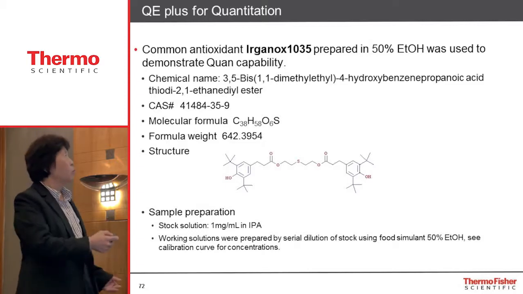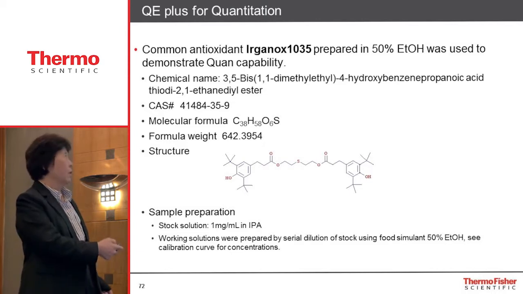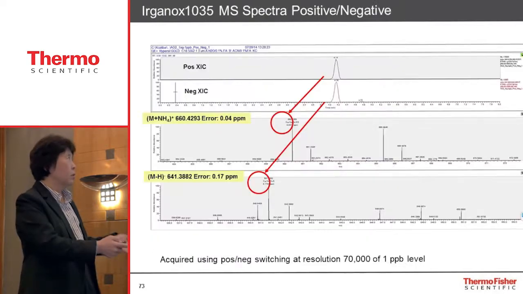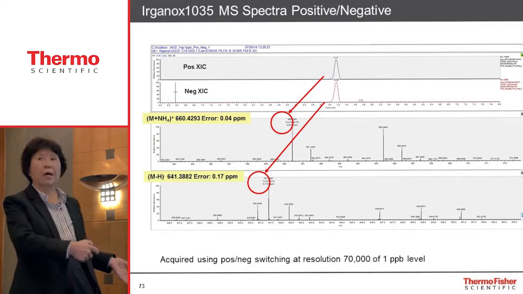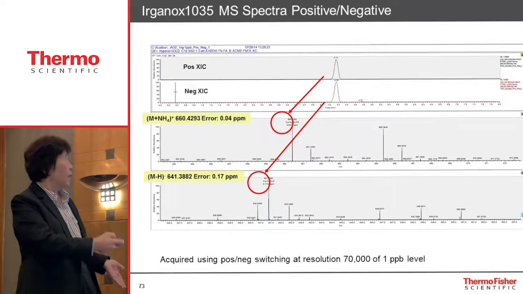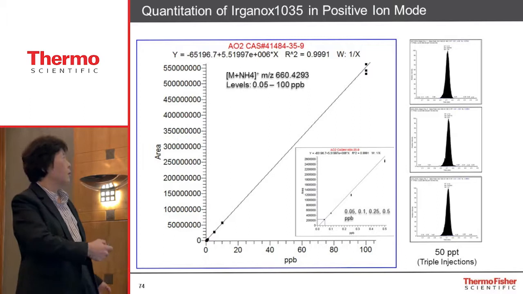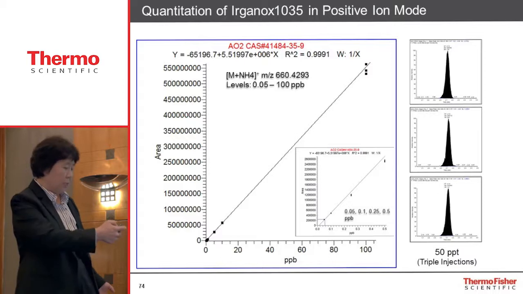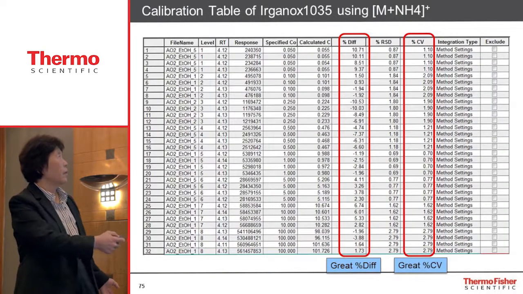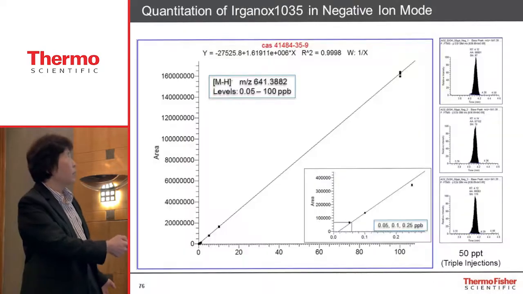I have to mention this quantification capability of the Q Exactive, right? We know this is one of the antioxidants, right? Simply, we just made the solution and ran polarity switching, to make sure the mass is right, and sure enough, we got a very good mass accuracy. And then this is the positive. We use the ammonium ion, right? We get excellent linearity. This is the triplet injection, and then the CV and difference are exceptionally good, right? And the same for the negative ion mode.